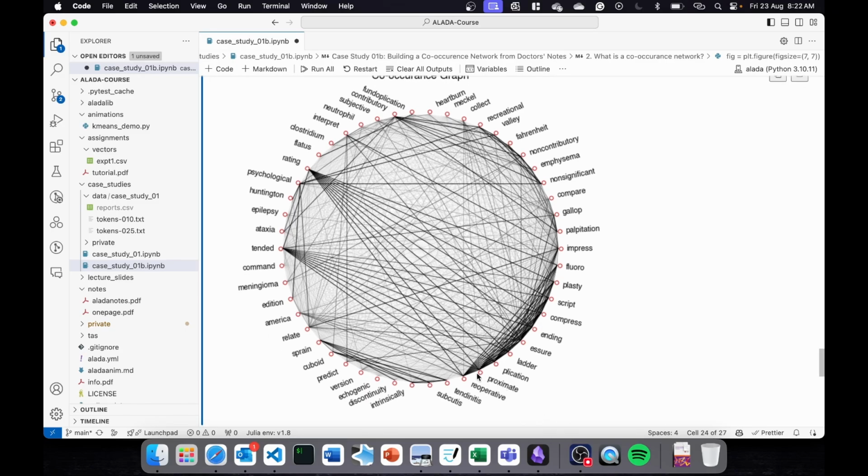It looks like all these words have connections between them. That means they all tend to co-occur in reports. And in fact, all of these also tend to co-occur with this word, rating. I don't know what that is. Some word, rating, co-occurs with these, and another word also co-occurs with these. So you can look at the notebook, look at the connection pattern, and then see if it makes sense.